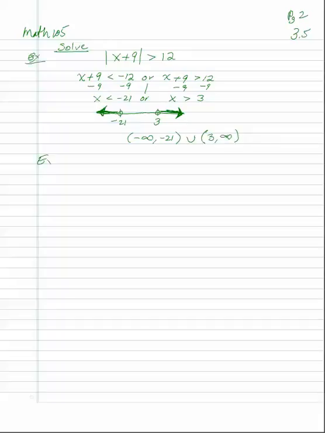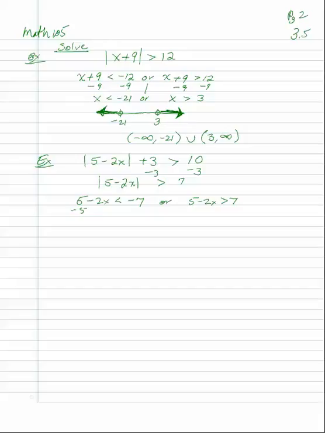Let's try another example. Let's solve the absolute value of 5 minus 2x, plus 3, is greater than 10. My first step is to subtract 3. You have to isolate the absolute value to apply the principle. It's a greater than statement, so again it's an OR statement: 5 minus 2x is less than negative 7, or 5 minus 2x is greater than 7.